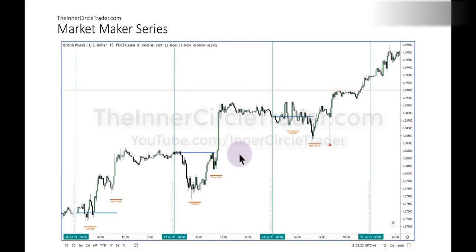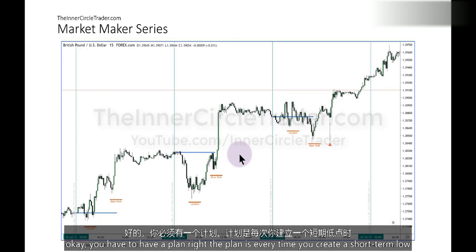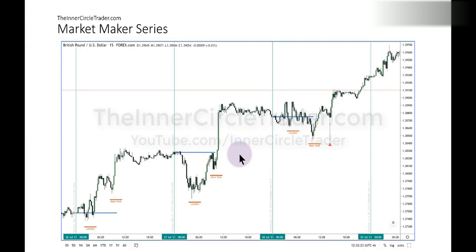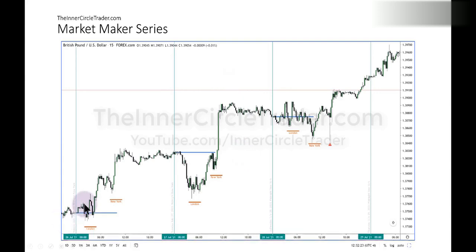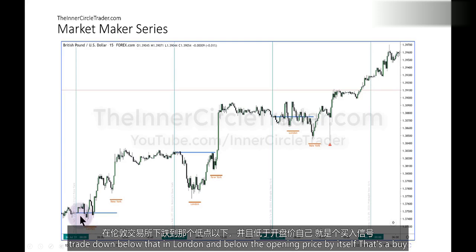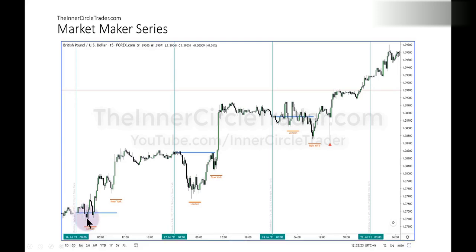If we're bullish, when you're trading your plan, okay, you have to have a plan, right? The plan is every time you create a short-term low, notice to see if it does a run below that while you're bullish inside of one of these kill zones. Relative equal lows, you see that? You trade down below that in London and below the opening price by itself, that's a buy.